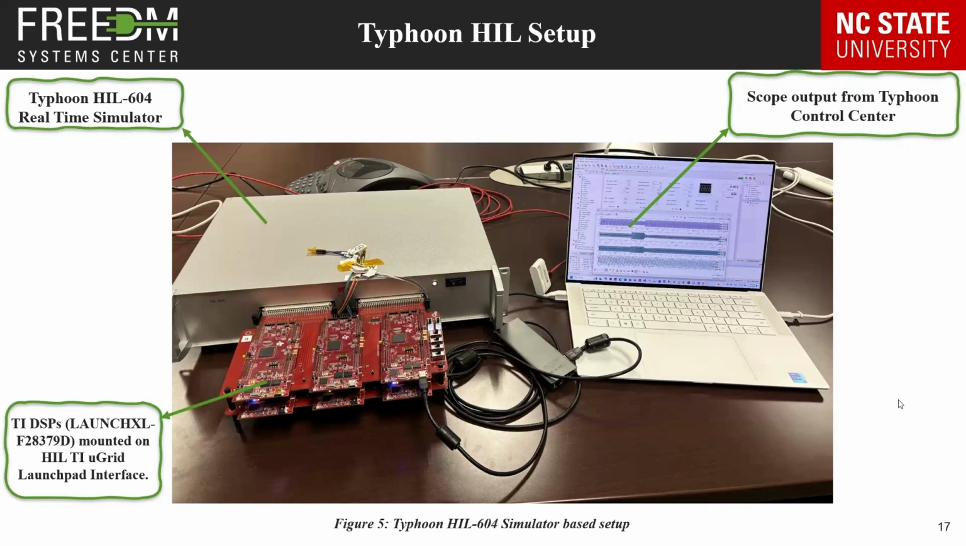This is the setup for the Typhoon HIL. We can see that the Typhoon HIL 604 is being used in this experiment along with its scope outputs. All the TI DSPs are mounted on the HIL TI microgrid interface boards.